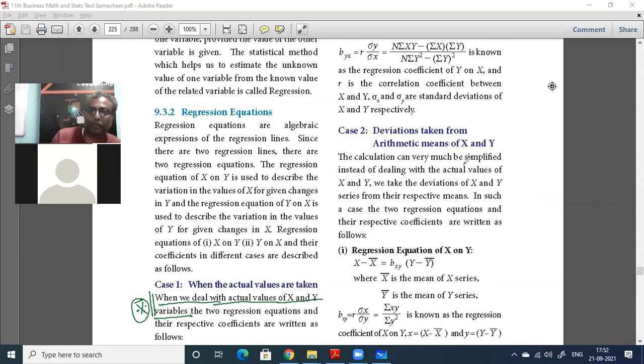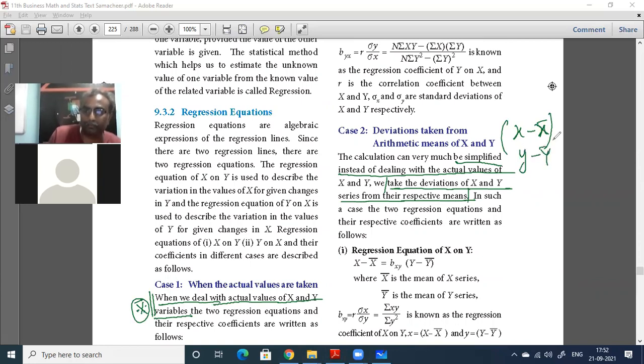But as always, you can simplify. Instead of dealing with the actual values, take the deviations of x and y series from their respective means. That means you take x minus x bar and y minus y bar, dx and dy. Then your formula becomes the regression of x on y, b of x y. X side will come here, x minus x bar, and y side will go here, y minus y bar.